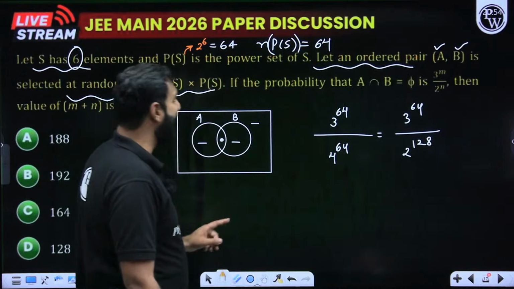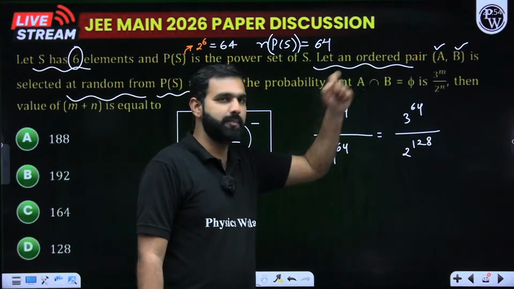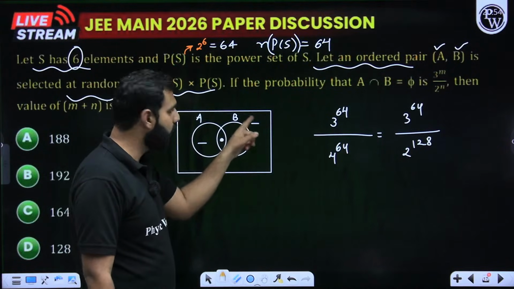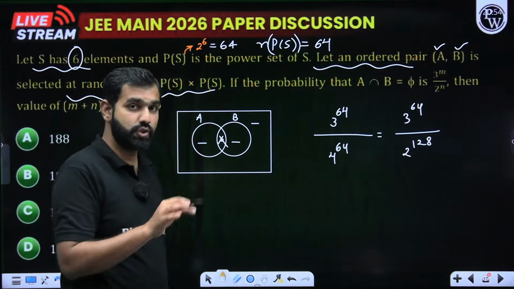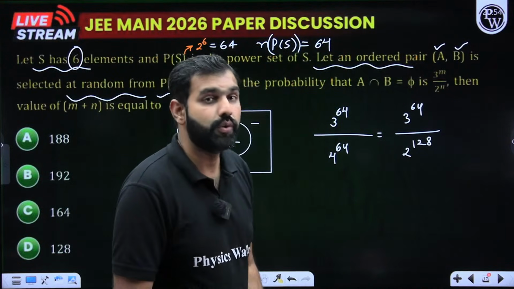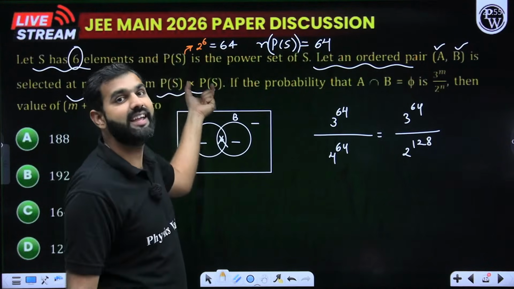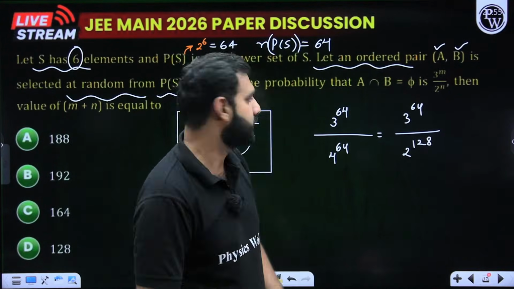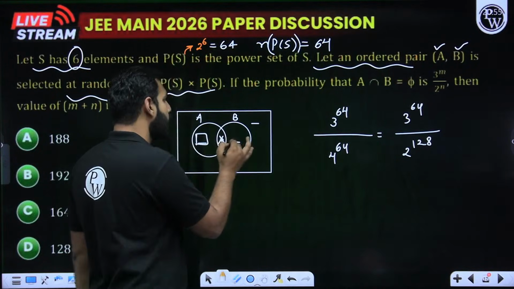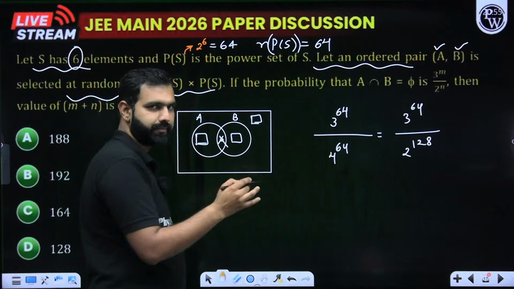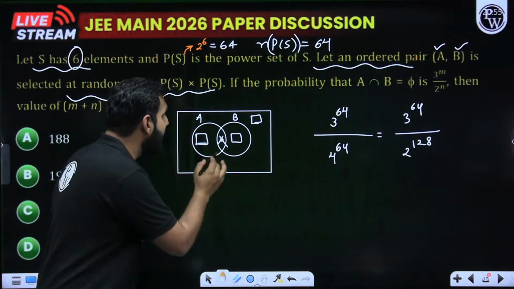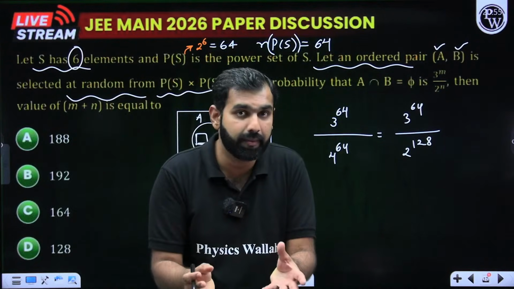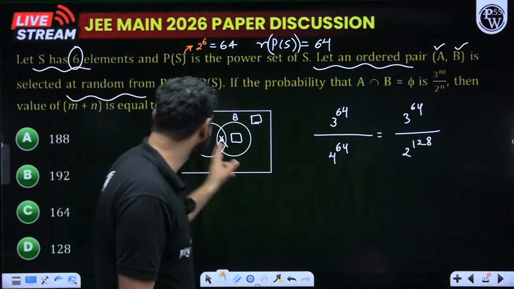So here, I have 3 choices. When I say A intersection B should be phi, which means an element should be either here or here or here, but it should not be here if I wish to ensure that A intersection B should be phi. So if I approach those 64 elements lying in the set P, and ask them how many choices do you have, each of those will say 3 choices. That can go either here or here or here. I hope you're understanding. So that element will not come here. And if that element doesn't come here, A intersection B will be phi, because it is not common between A and B, because it is either here or here or here.